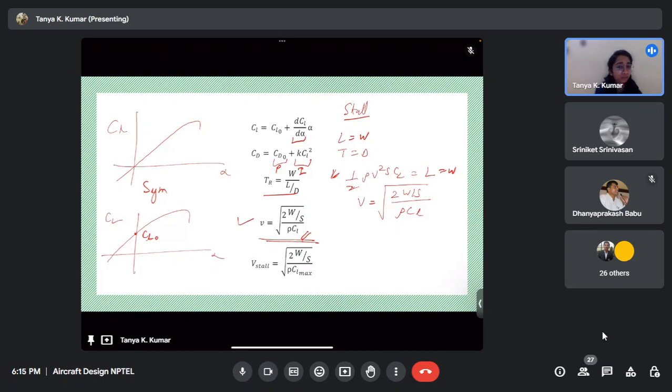How is it different from this V? I took L equals W and I got this equation for velocity. How is V stall different? It is the minimum velocity required to maintain L equal to W. Yes. So what happens if you fly below V stall?